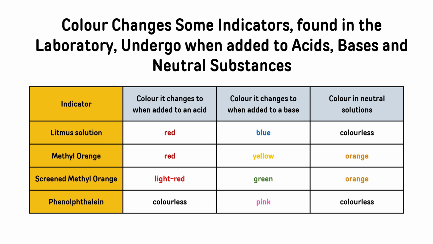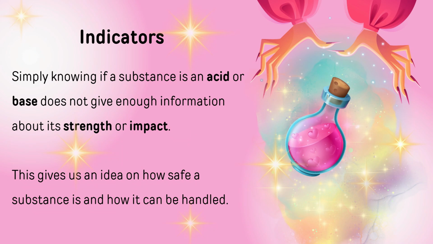Methyl orange turns red in acidic solutions and yellow when basic solutions are added to them, and it stays orange in a neutral solution. Screened methyl orange changes to light red when an acid is added to it and green when a base is added to it. It stays orange in neutral solutions. Phenolphthalein is colorless in an acid and pink when a base is added to it, and it stays colorless in neutral solution. The same stands when these indicators are added to neutral solutions. They do not change color. These are their original colors because neutral solutions are neither acidic nor basic.